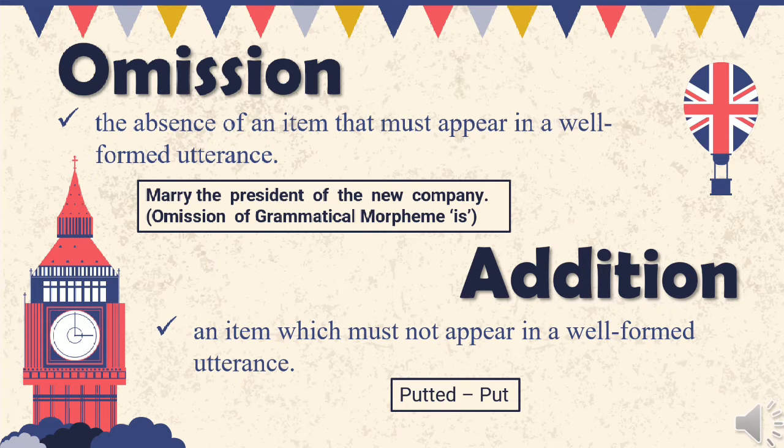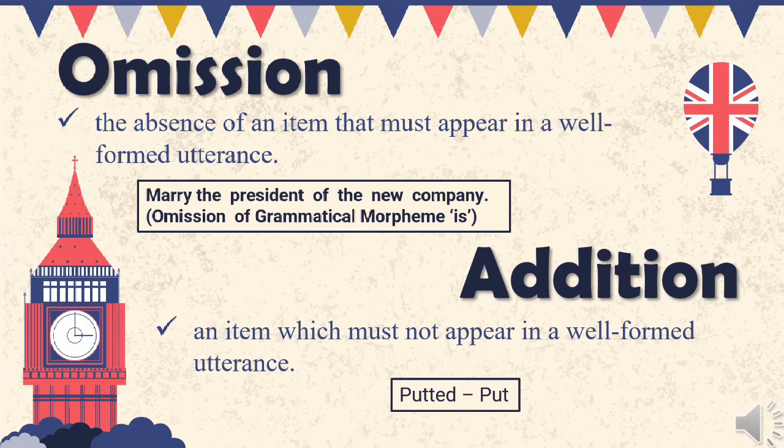Omission is the absence of an item that must appear in a well-formed utterance. For example, "Mary the president of the new company." This is a sentence having a grammatical error of omission, as the grammatical morpheme "is" is omitted. The correct sentence will be "Mary is the president of the new company." The second type of error is addition.